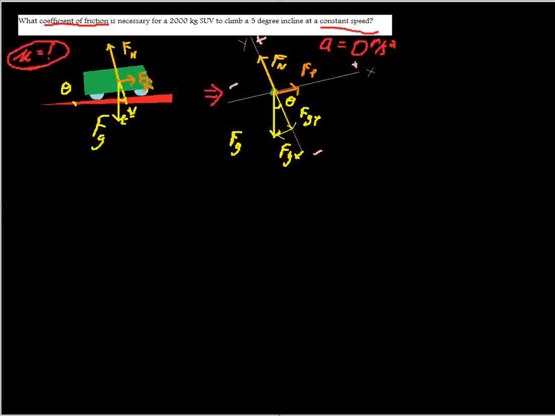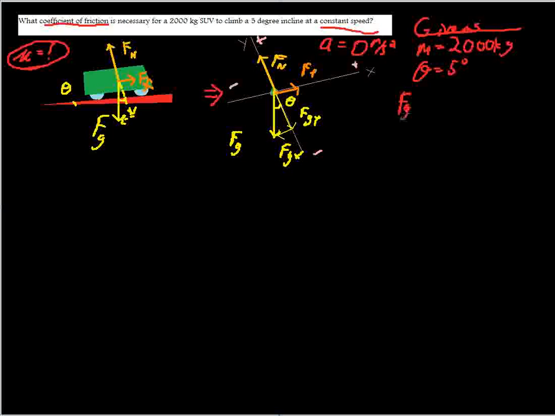The next thing that I should probably do is list some of my givens. I've already indicated that the acceleration is 0. So done. I have a mass of 2,000 kilograms. The angle is 5 degrees.